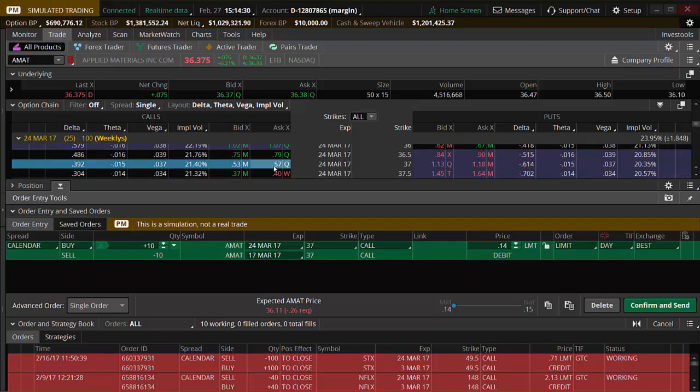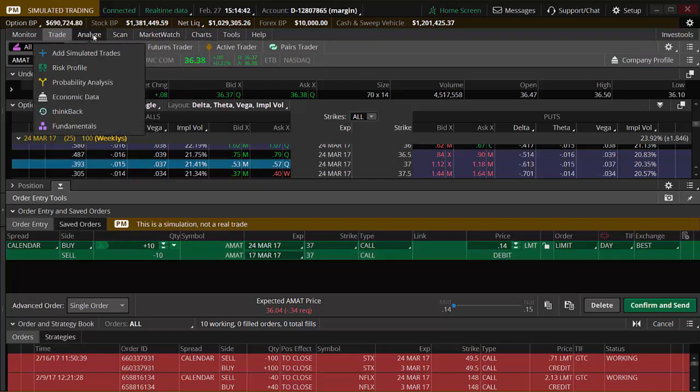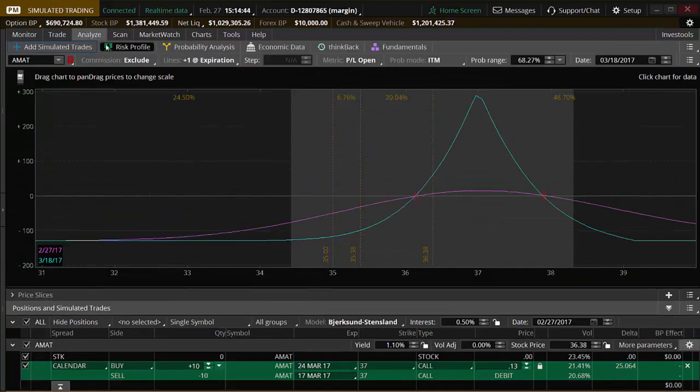It's just an example of how a calendar trade lines you up with volatility much, much better. Very cheap trade, 14 cents. We could leverage this up quite a bit if we felt like it. Going back to the analysis, let's take a look at what this trade looks like.